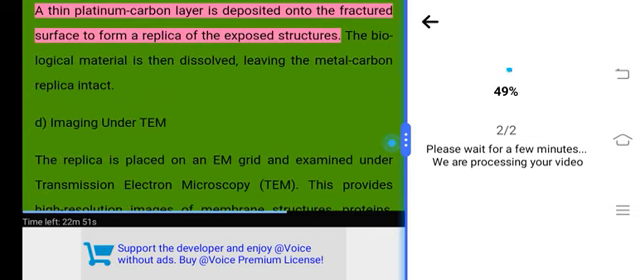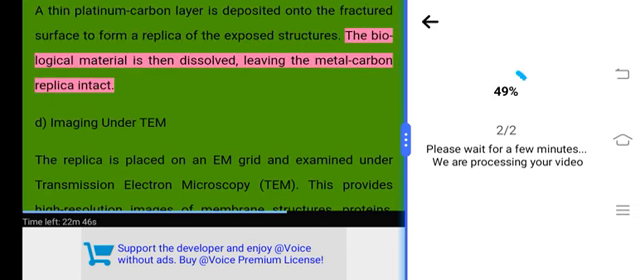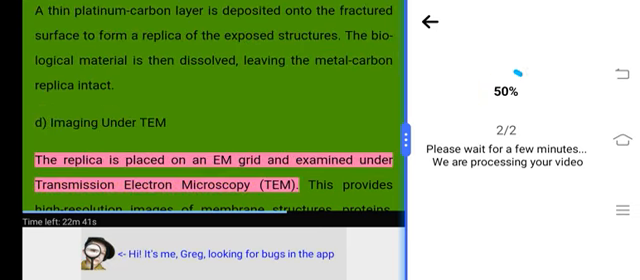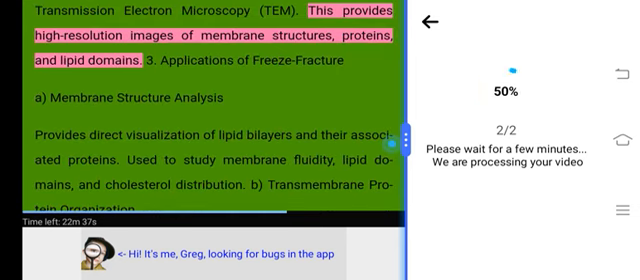C. Replication. A thin platinum-carbon layer is deposited onto the fractured surface to form a replica of the exposed structures. The biological material is then dissolved, leaving the metal-carbon replica intact. D. Imaging under TEM. The replica is placed on an EM grid and examined under transmission electron microscopy (TEM). This provides high-resolution images of membrane structures, proteins, and lipid domains.